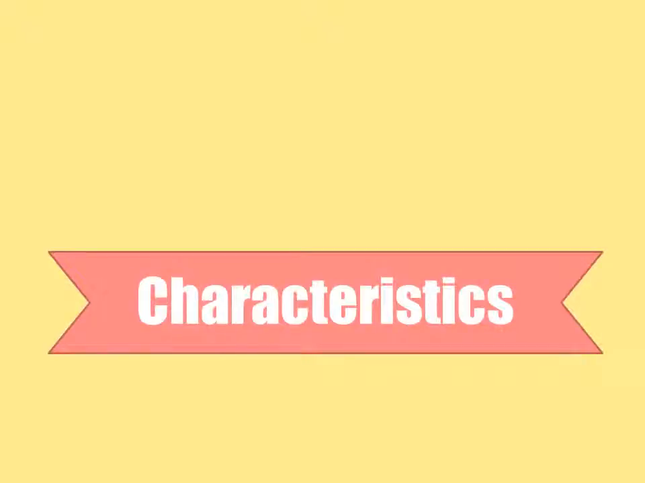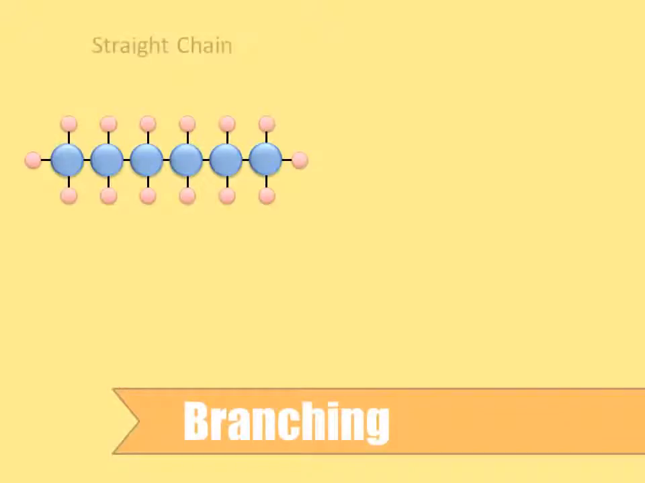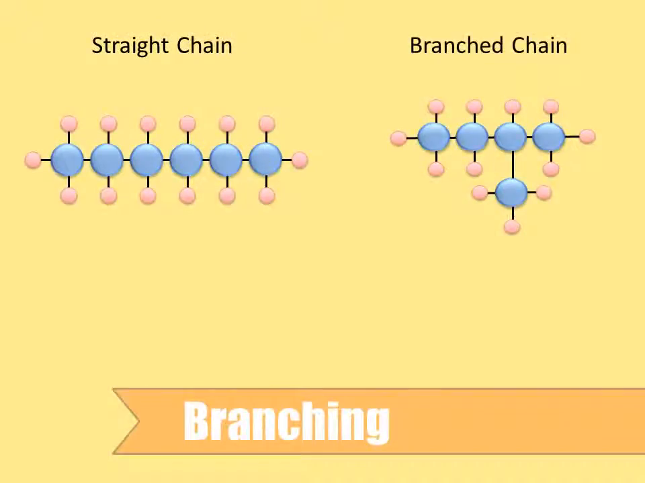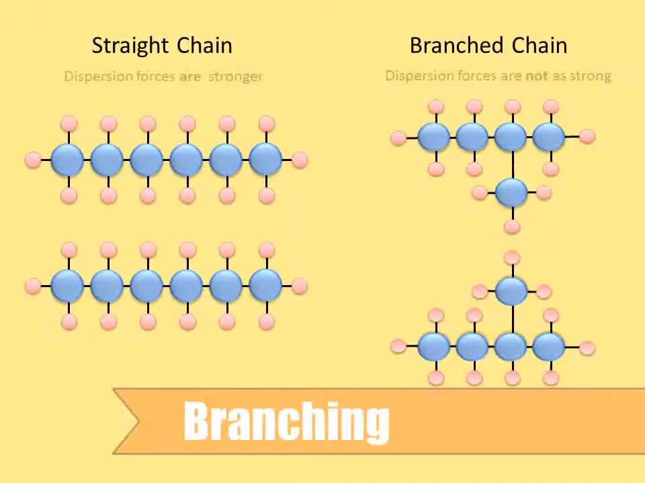Characteristics can influence the properties of polymers. Polymers can either be straight chains or branched chains. If polymer chains are branched, the dispersion forces occurring between the chains would not be as strong because the chains would not pack as close together. The properties of polymers with high branching are that they are soft, flexible, and frequently transparent.